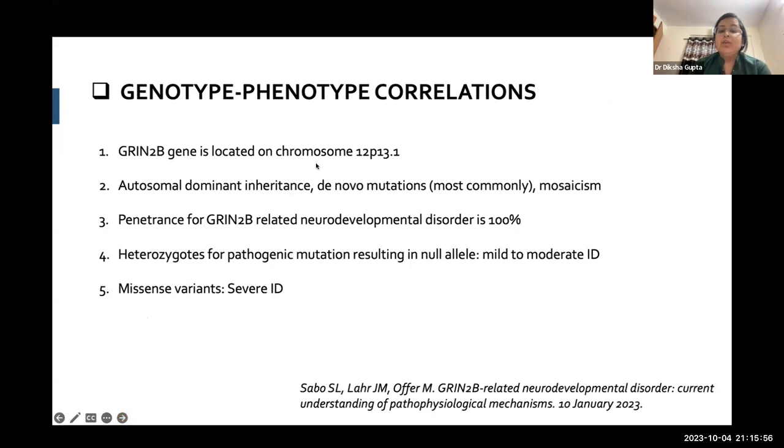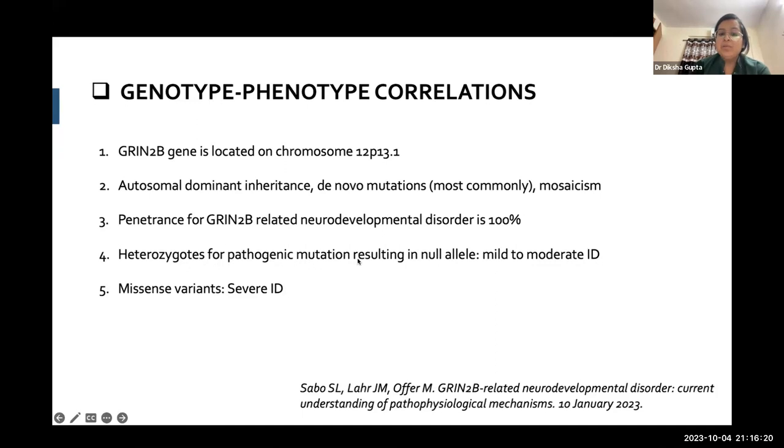This gene is located on chromosome 12 on the band 12p13.1 and it has an autosomal dominant inheritance. De novo mutation is most common, and rarely mosaicism has also been reported. The penetrance for GRIN2B related developmental disorders has been reported to be 100%, and over 100 cases have been reported till now in the literature.